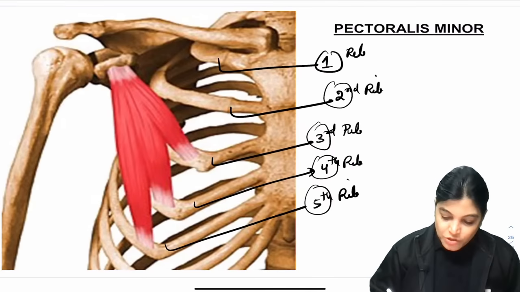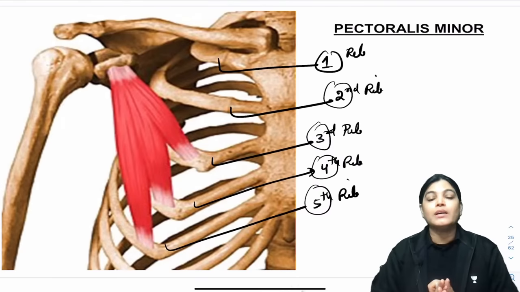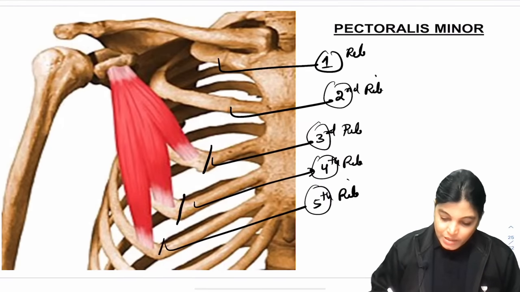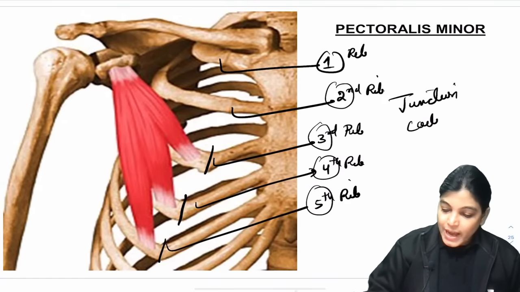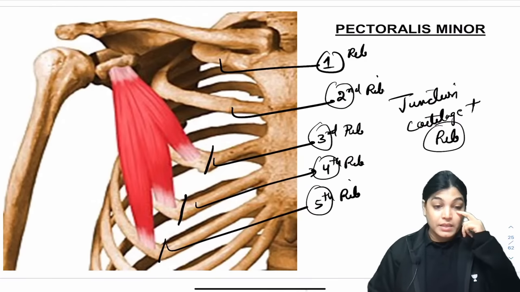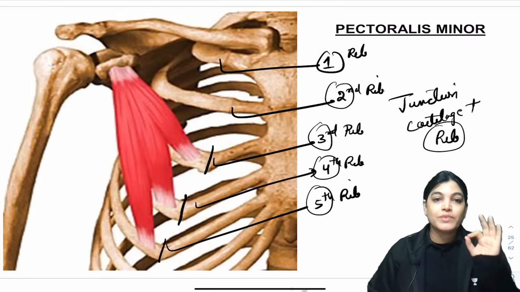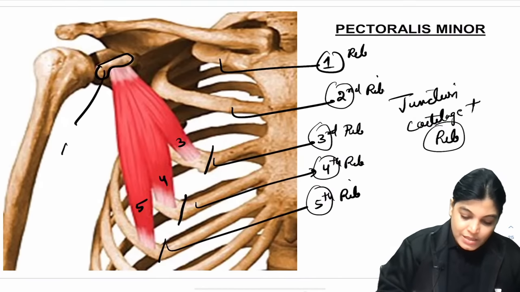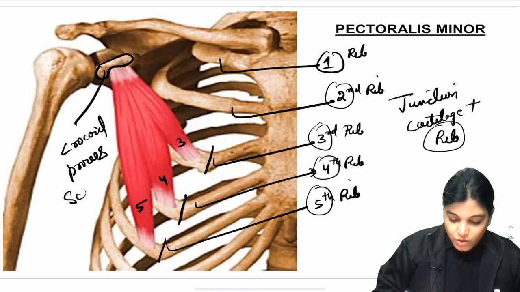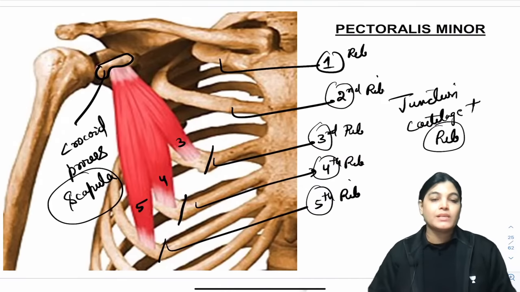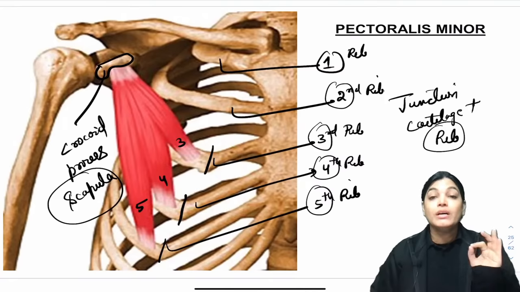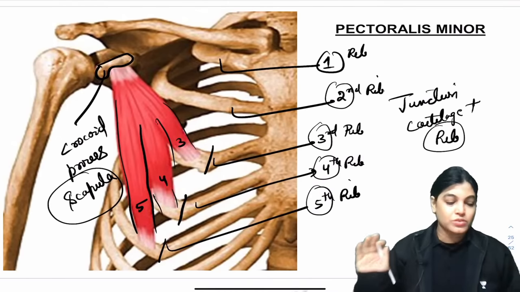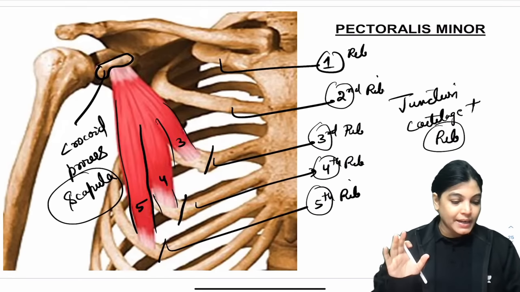Now, my dear aspirants, what you can appreciate is that we know the anterior part of the rib is cartilaginous. So, at the junction of the cartilage and the bony part of the rib, it is called the costochondral junction, near the costal cartilage. From the third, fourth and fifth rib, there is origin of pectoralis minor muscle, and it is inserting to this part. This is the coracoid process of scapula. So you can understand pectoralis minor muscle originating from the costochondral junction of third, fourth and fifth rib and inserting at the coracoid process of scapula. So please let me know, is it clear? Any doubt you can ask me.